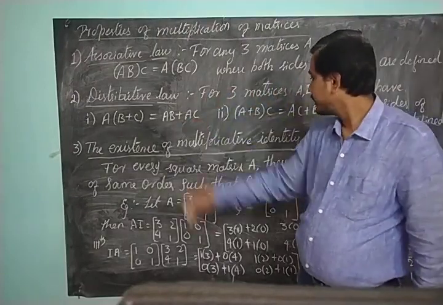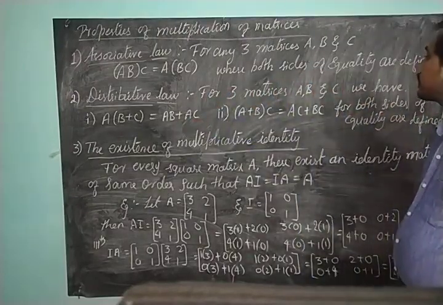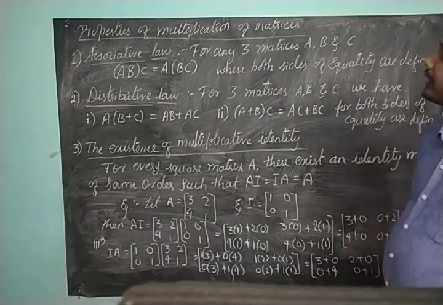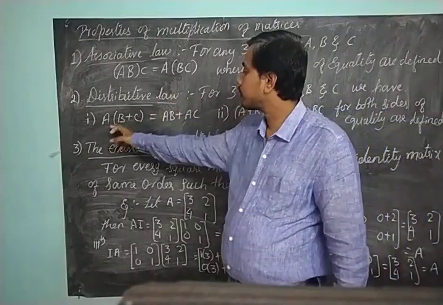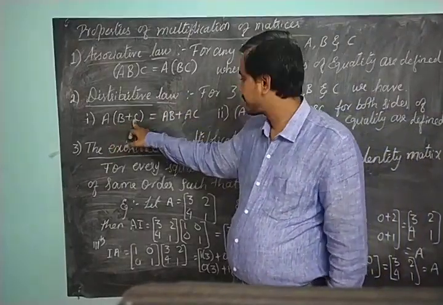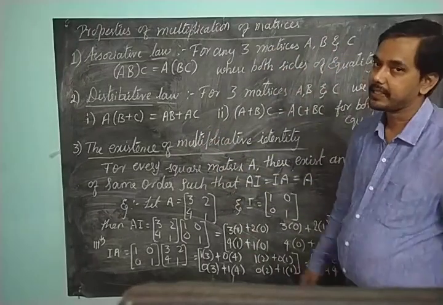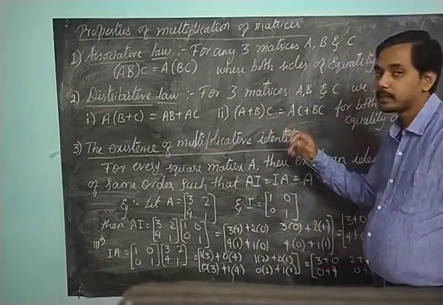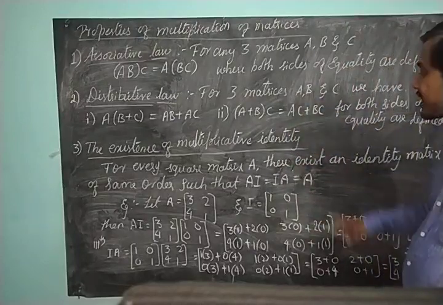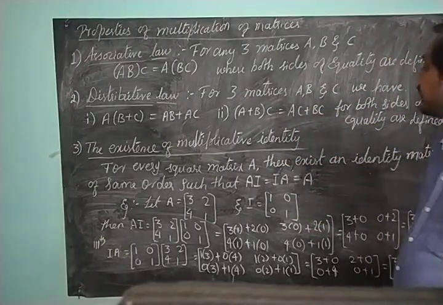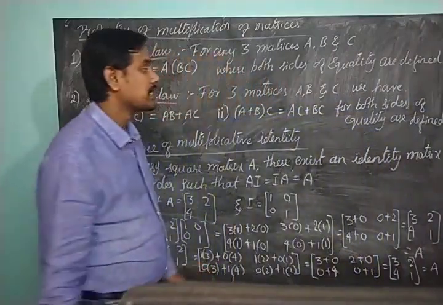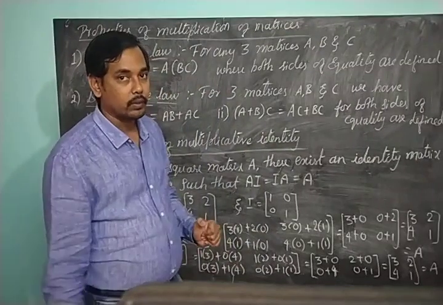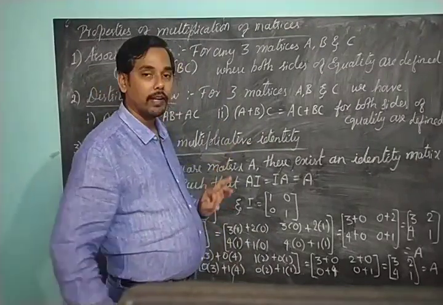Second one is distributive law. What is distributive law? So once again same thing, three matrices A, B and C. In these two properties we come across A into B plus C is equal to AB plus AC, and A plus B into C is equal to AC plus BC. And once again both sides of equality should be well defined.